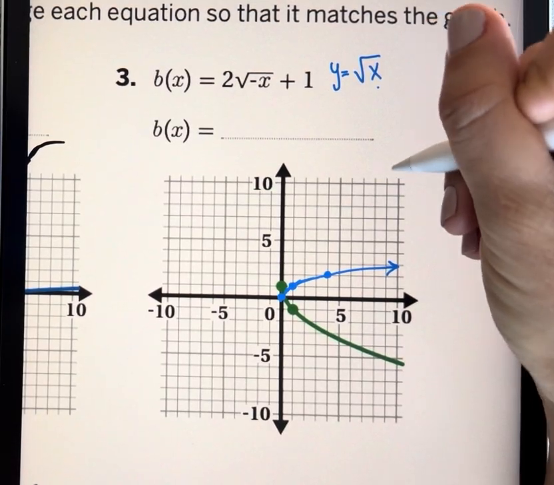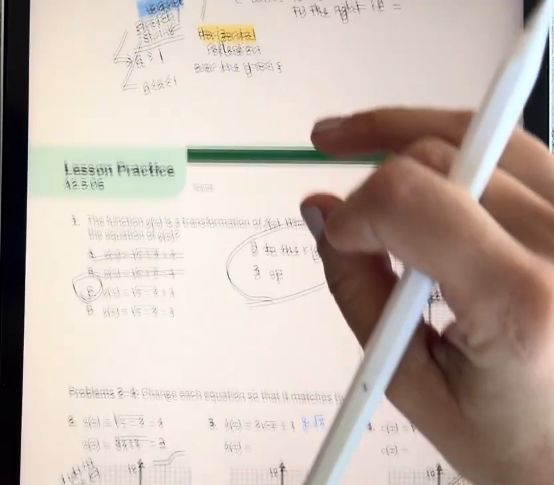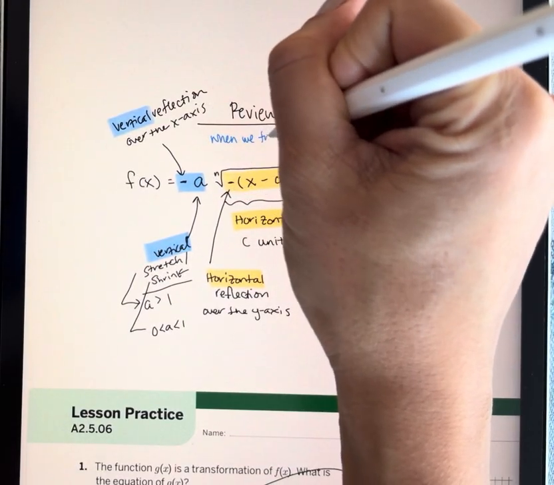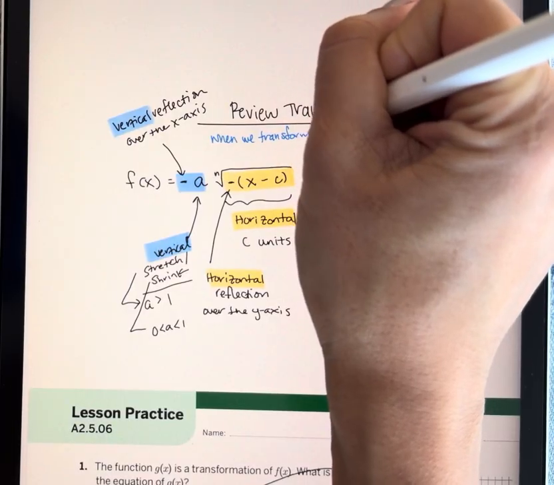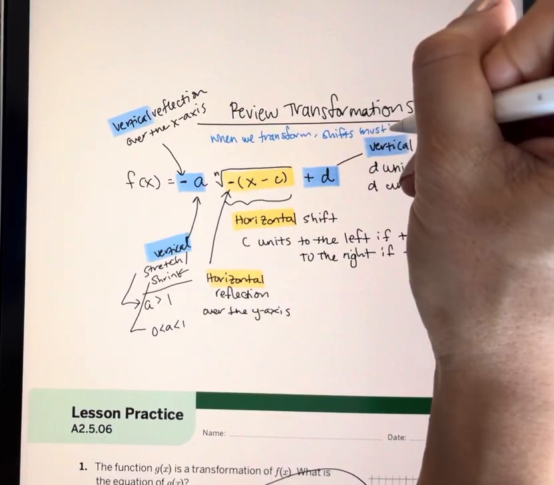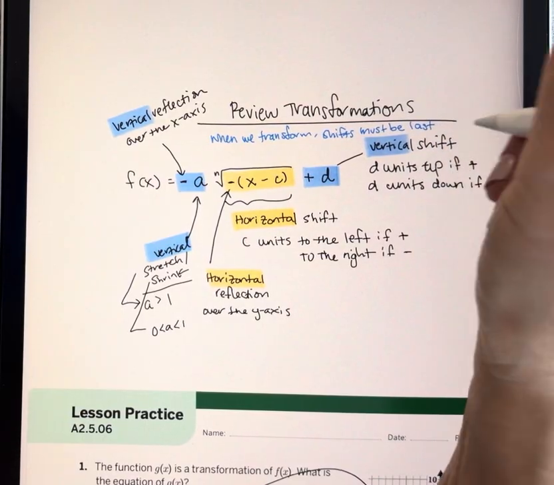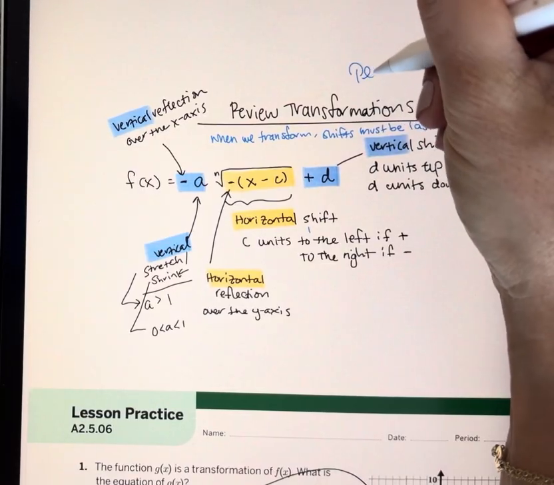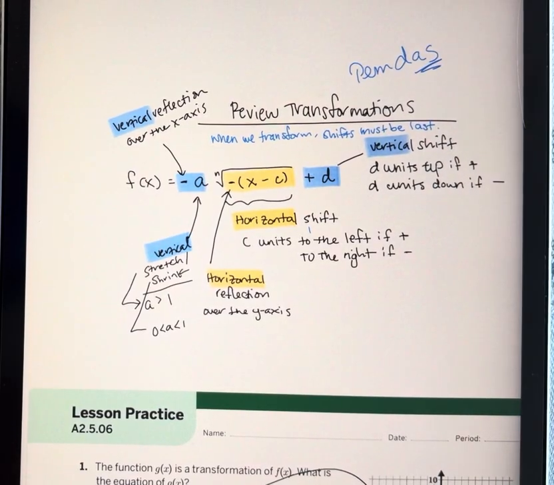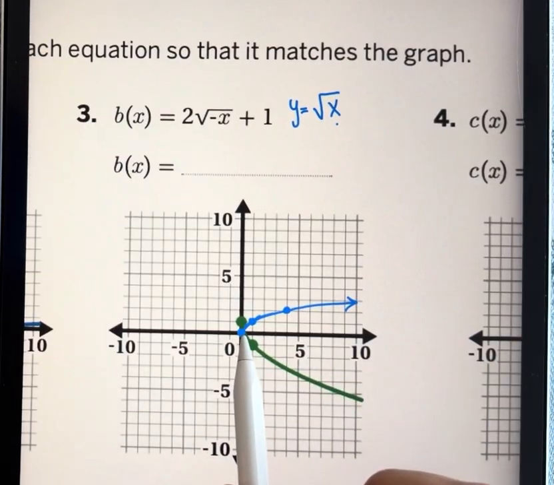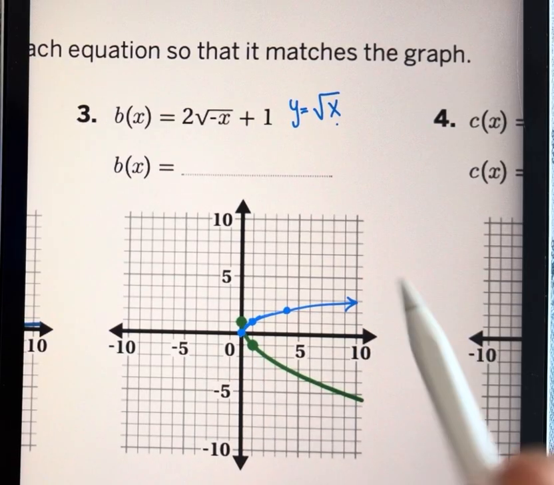And please remember that when we are transforming, shifts must be last. Okay, because of PEMDAS. Shifts are addition and subtraction, and PEMDAS puts addition and subtraction at the very, very end. So over here, the first thing that must happen to this is the vertical reflection.